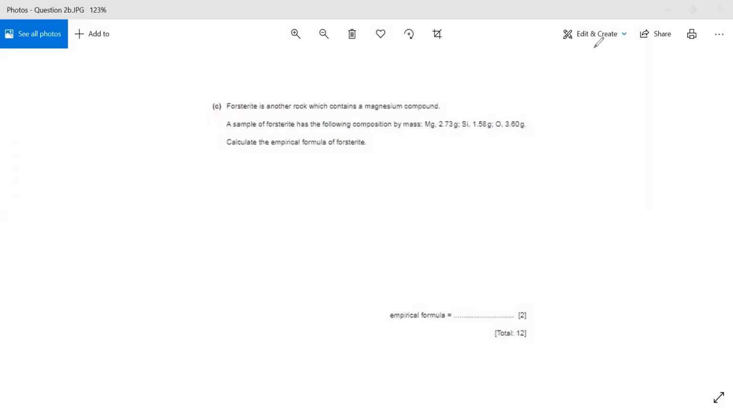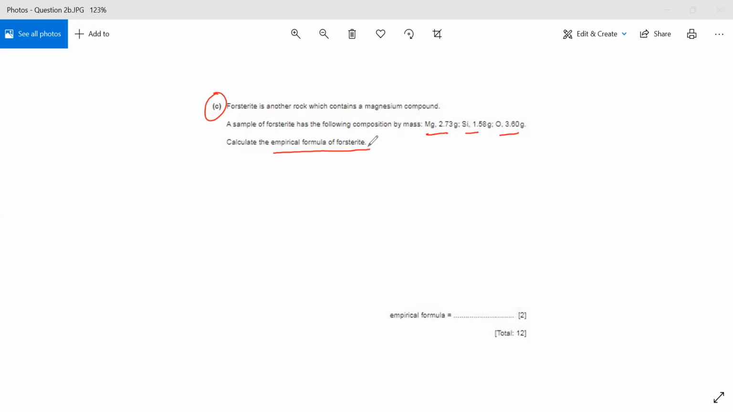Yes. So here in this next part C, what are they asking? They are asking, forsterite is another rock which contains a magnesium compound. A sample has the following composition by mass. This is for magnesium, this is for silicon, and this is for oxygen. Now they want us to calculate the empirical formula of this forsterite. Okay, so how are we going to do it?